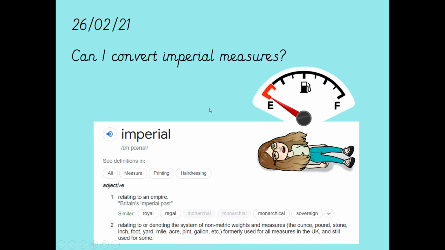It is almost the weekend and we might almost be on empty, but it is time to learn about imperial measures. What are they and why would I want to know anything about them? Well, what does imperial mean?